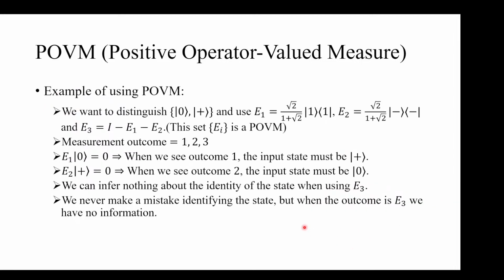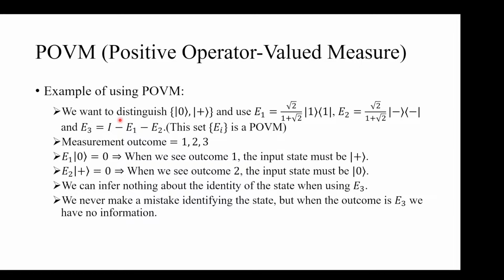Let's go back to this example once again. We want to use a 3-outcome POVM to solve the state distinguishing problem. We want to distinguish whether our unknown quantum input state is the 0 state or the plus state. Then we can use this 3-outcome POVM E_1, E_2, E_3, and as we said, we know those 3 POVM elements. Then we can know the outcome probabilities: when 0 is the input, what the outcome probabilities are for 1, 2, 3, and when the input is plus, what the outcome probabilities are for 1, 2, 3.